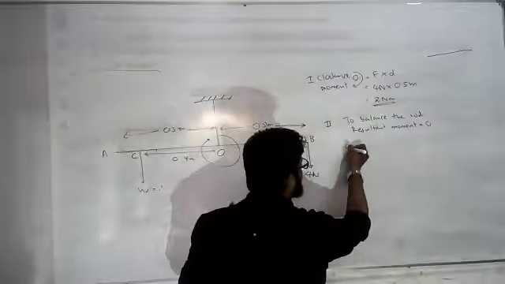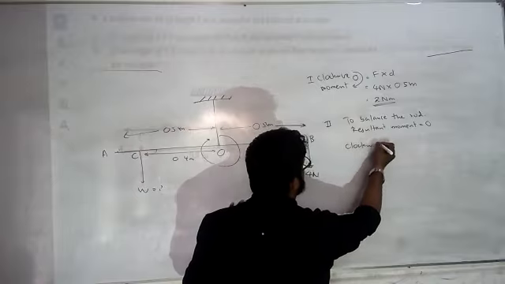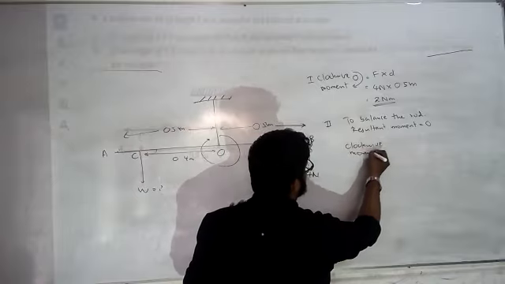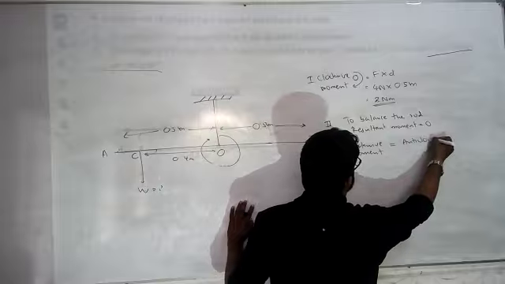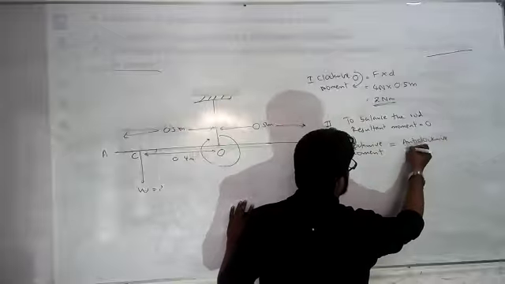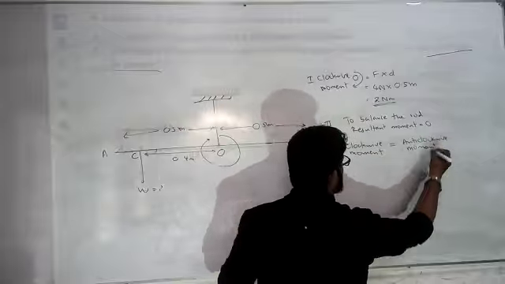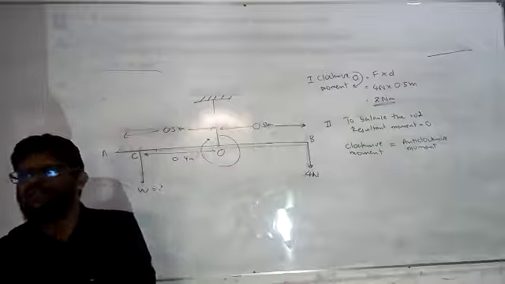If the resultant moment is 0, what should the moment be equal to? Clockwise moment should be equal to anti-clockwise moment. Clockwise moment is equal to anti-clockwise moment.